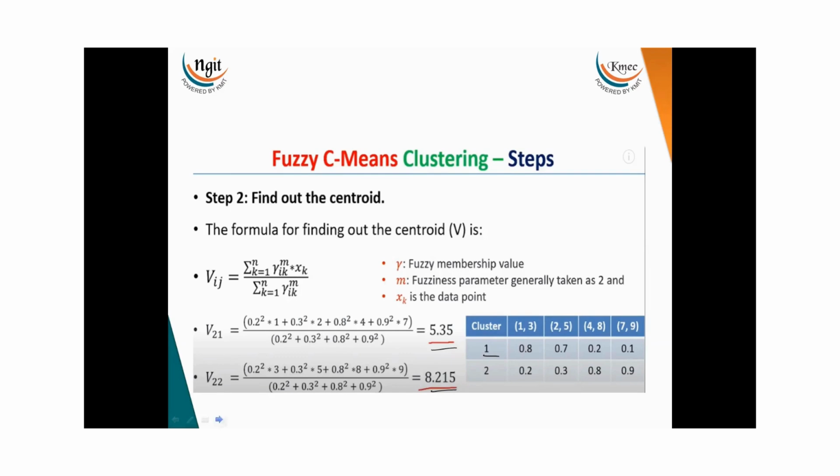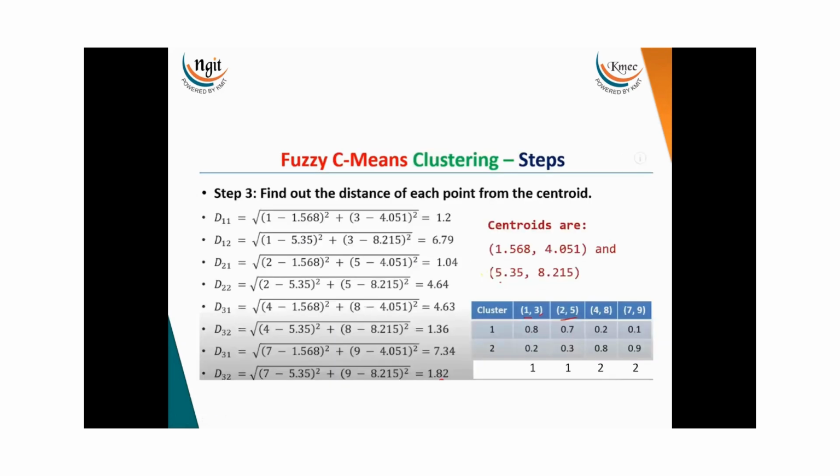We found the centroids of my data points. The centroid values are 1.56 and 4.015 for cluster 1, and 5.35 and 8.215 for cluster 2. So in the second step, we found the centroids. After finding the centroids, the next step is to find the distance of each data point from the centroid. Now I have to find the distance of each data point from the centroid.